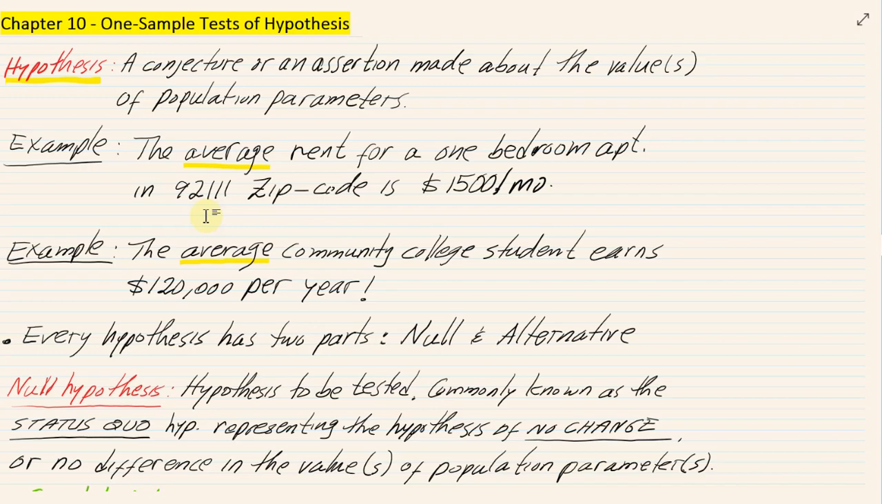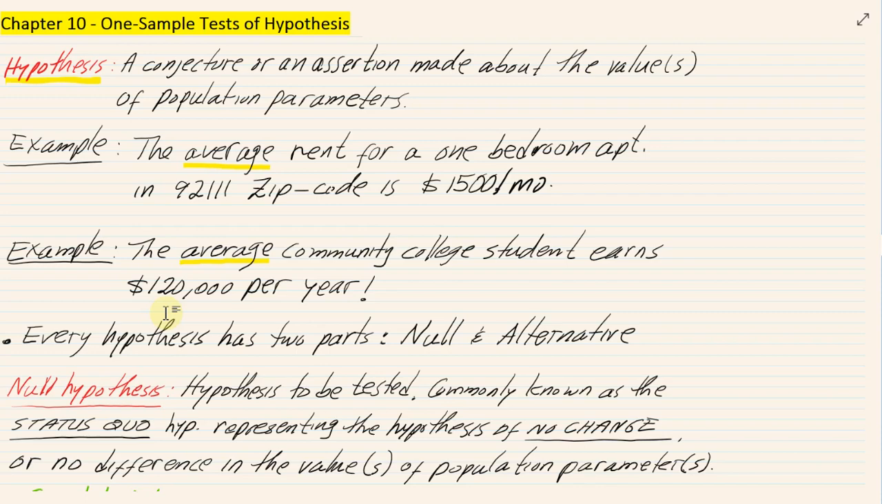Or here I have another example. The average community college student earns approximately about $120,000 per year. Now, the reason I have some ridiculous number here is because the first example seems reasonable, right? My claim seems reasonable. However, in the second example, my claim is unlikely. So we'll talk more about this later on.